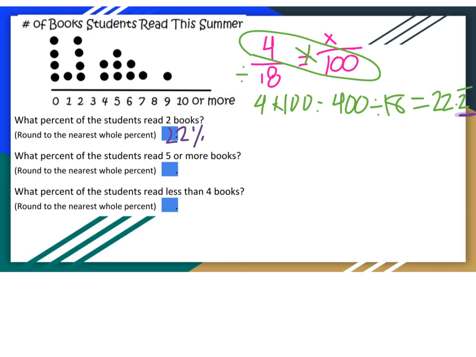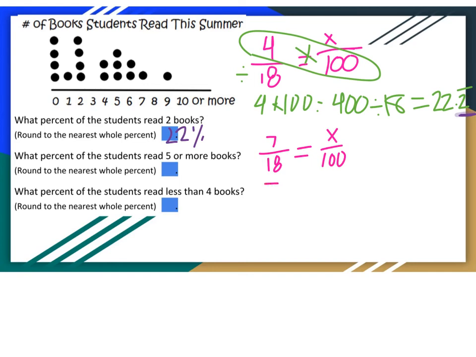Okay, let's look at the next one. So what percent of students read 5 or more books? So 5, 6, 7, 8, 9, right? It does include 5 this time, 5 or more. So I can see 1, 2, 3, 4, 5, 6, 7 dots out of the 18. And we're going to set it up again like a proportion, equals x over 100. Go ahead and do your cross multiply and divide, and let's see what you get.